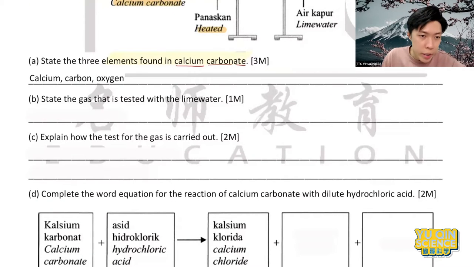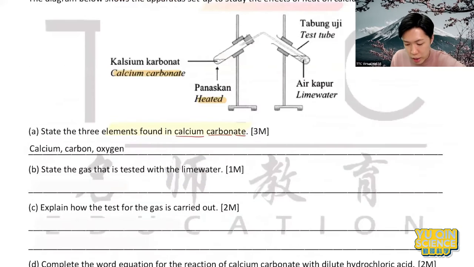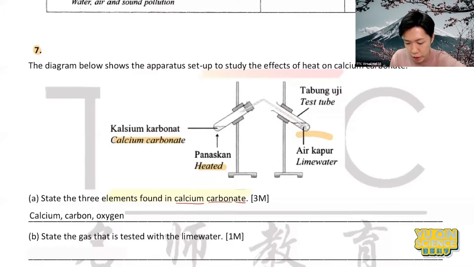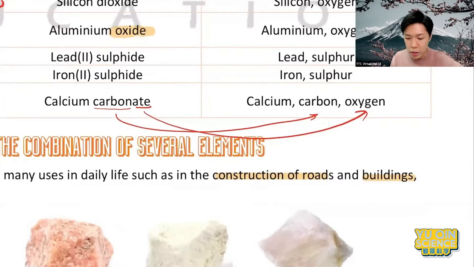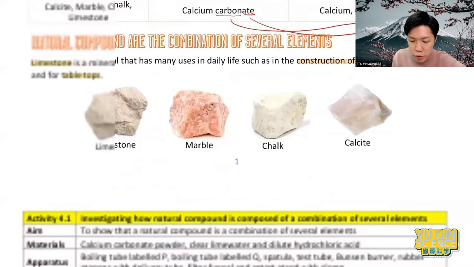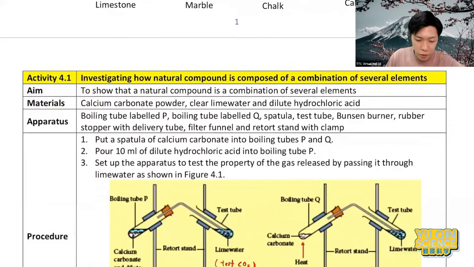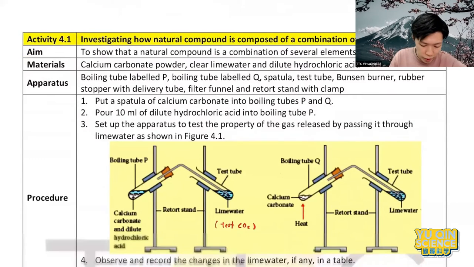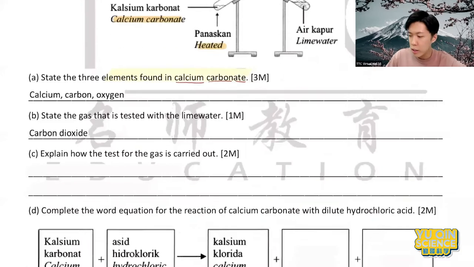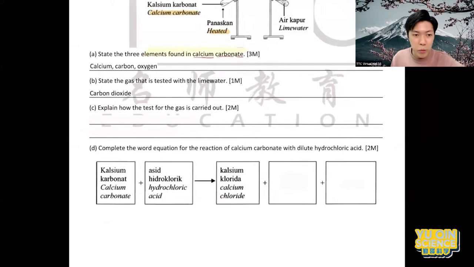Okay, next question. State the gas that is tested with lime water. Lime water is this. No, I circled the wrong thing. This. So remember, lime water is the experiment where you want to prove carbon dioxide, to test CO2. So very simple. We will just write to test the presence of CO2, or you can straight away state the gas, which is CO2.